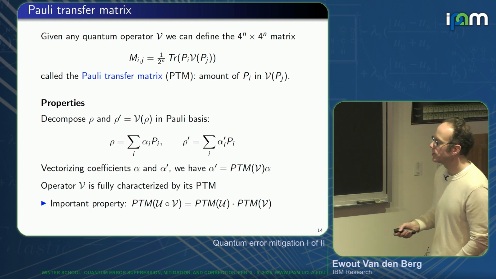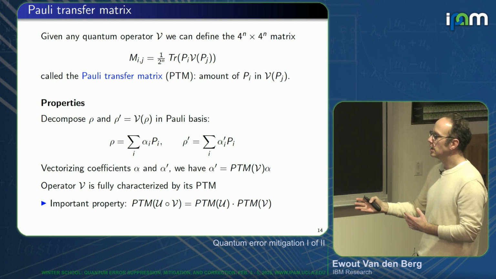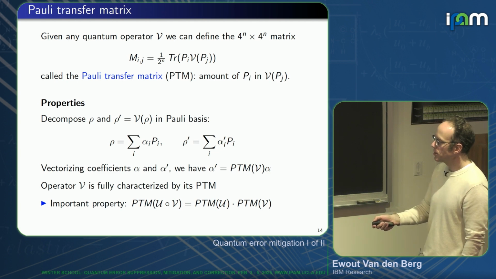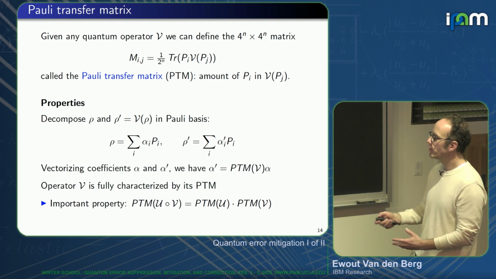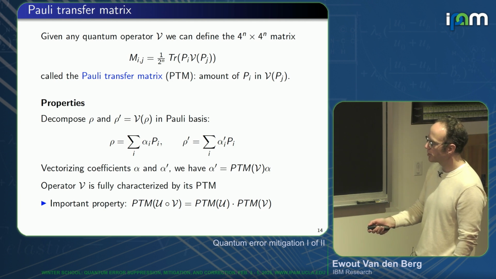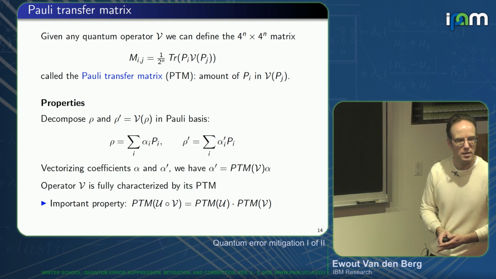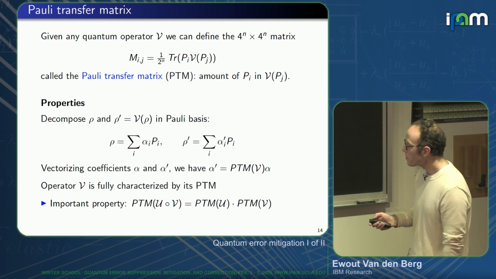So one important property is that if you apply two operators, first V and then U, then the Pauli transfer matrix of this combination is just the Pauli transfer matrix of U times the Pauli transfer matrix of V. So that makes life very simple.